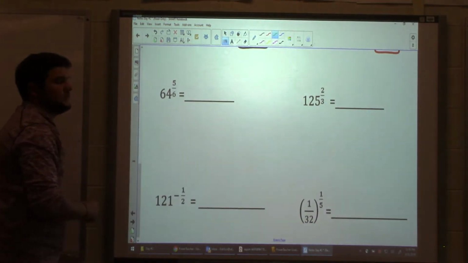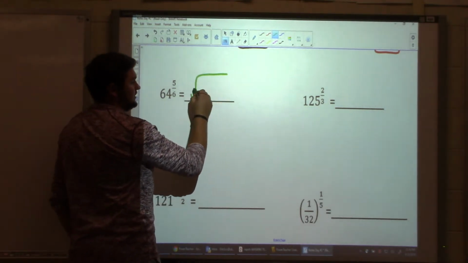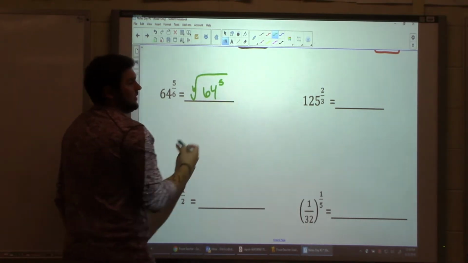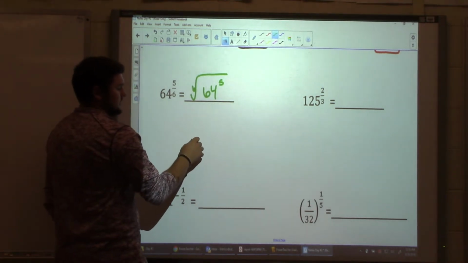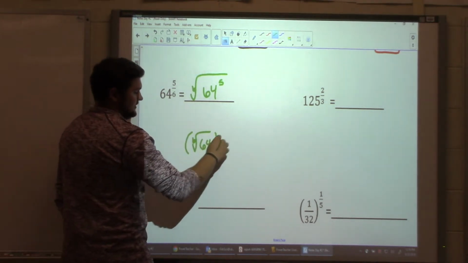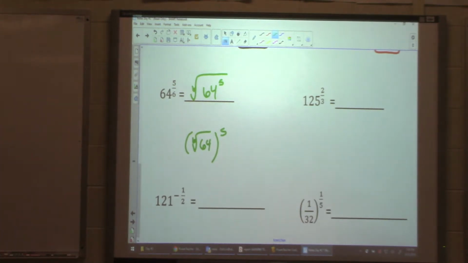Nope. 64 to the 5/6 power. Remember, our denominator becomes our radical, or our root. So 6th root of 64 to the 5th power. Or the 6th root of 64 to the 5th power. Either way should give us the same answer.